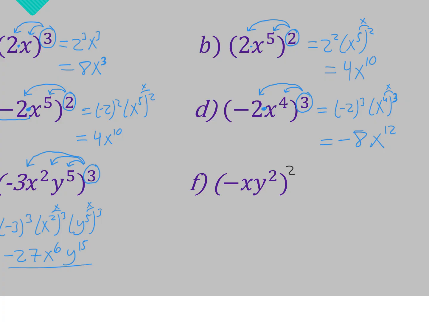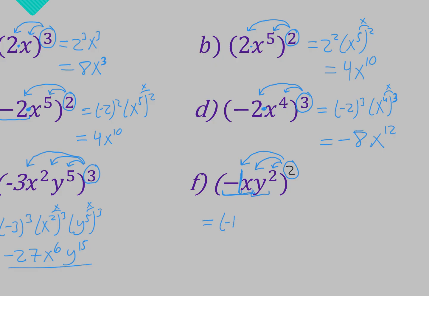Now, something like this, you don't see a coefficient. You can either assume it's 1 and treat that as your coefficient, or you can treat negative x as its own factor. That's entirely up to you. I'm going to treat this negative 1 as the coefficient and then do the x and the y separately. So I'm going to take my exponent and distribute it to each of my factors.